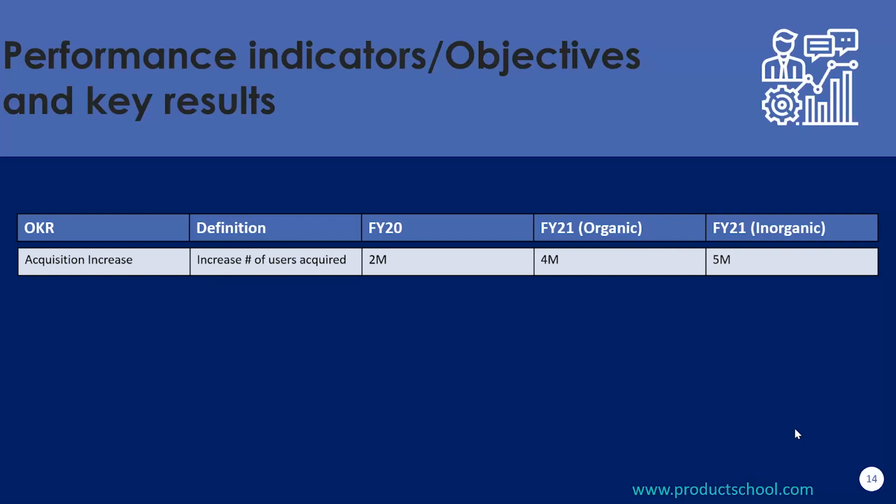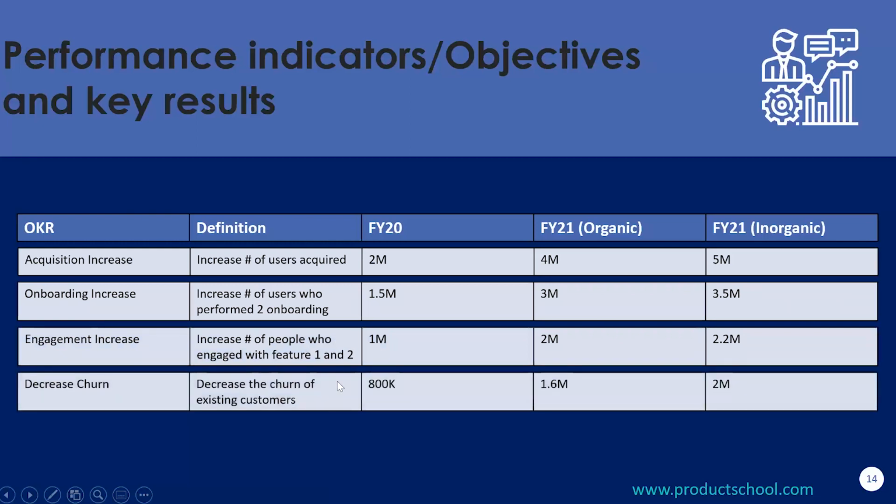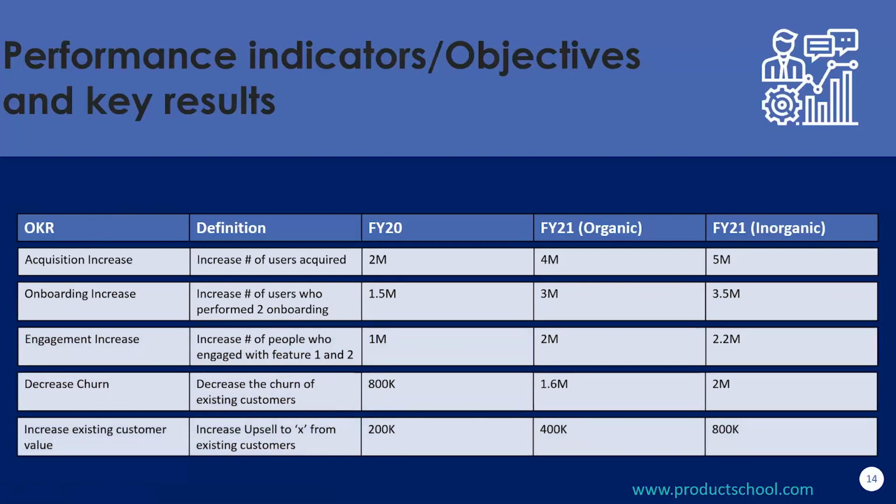Moving forward, we have other OKRs also that we've defined here. You probably have an onboarding increase, your onboarding bar. You want to increase the number of people who've onboarded, through your engagement increase you're decreasing churn, or you're increasing the number of people who you retain, and you want to upsell more people from one SKU to another, depending on how you define success.